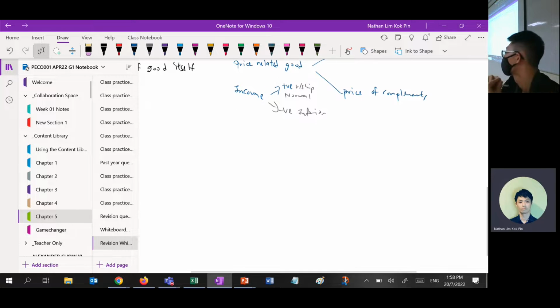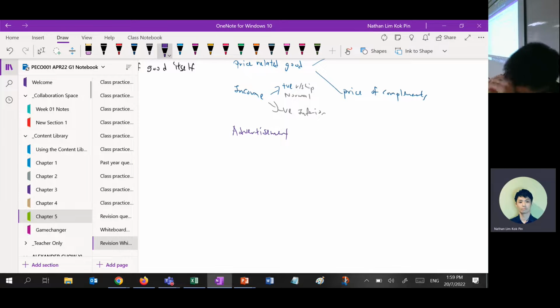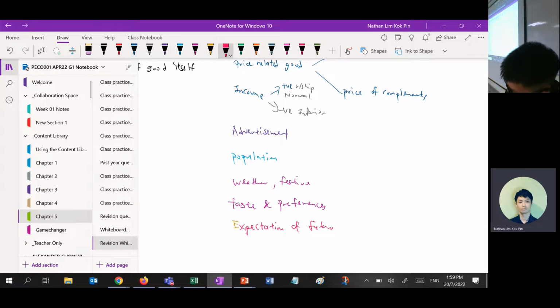The third factor can be due to advertisement, right? Then we can also have a fourth factor. It can be due to population. Then the fifth factor, it can be due to weather, festive season. Then it can also be due to taste and preference. Can also be due to expectation or future price.